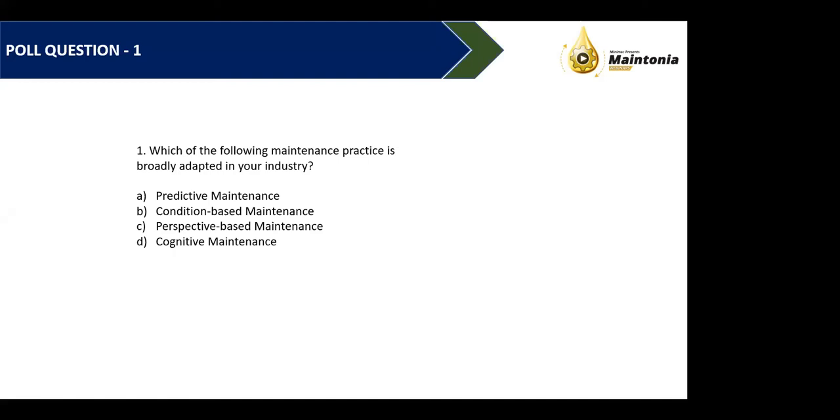Oh, great. We have the answers here. Technical team, can you please, for example, yeah, right. So condition-based maintenance has got maximum voting, that is 70%. Of course, very correct. And this is the real picture.